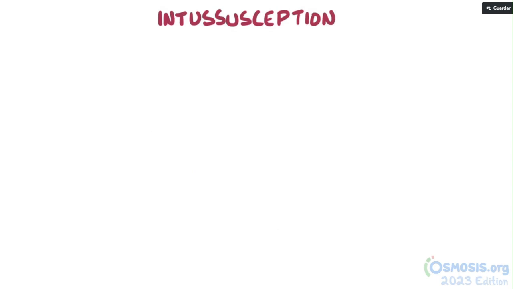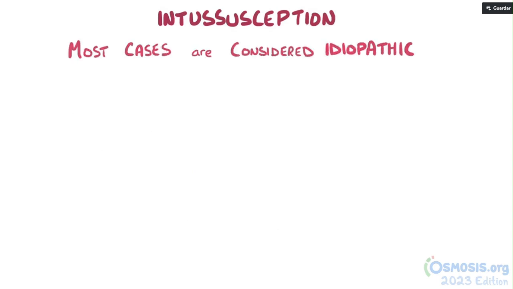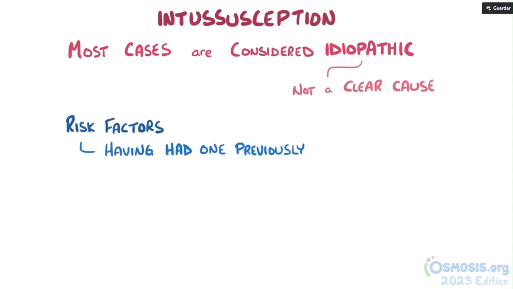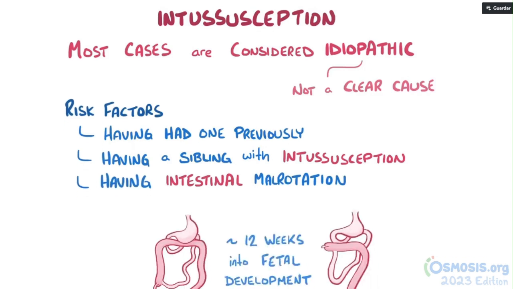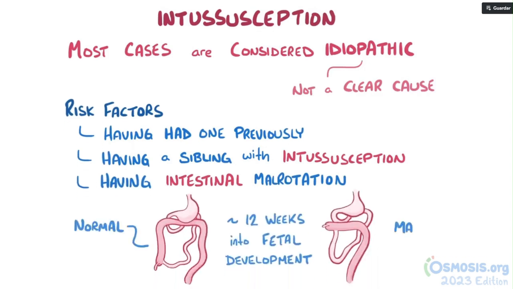Although these are well-known mechanisms for intussusception, the majority of cases are considered idiopathic, meaning that they happen without a clear cause. Risk factors include having one previously, or having a sibling with intussusception, as well as having intestinal malrotation, which is a condition where the intestine doesn't rotate correctly during fetal development.